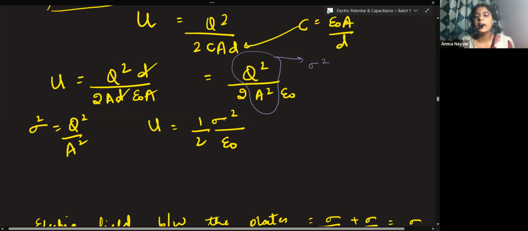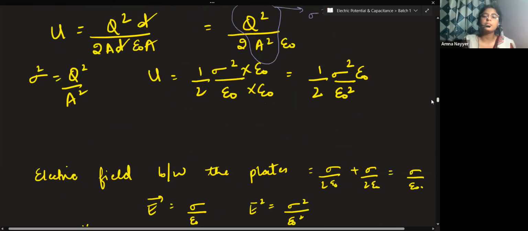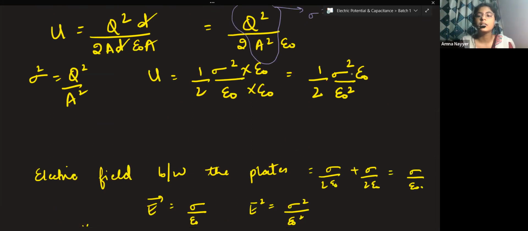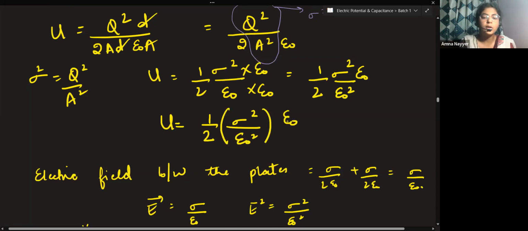Now, if I multiply it and divide it by epsilon naught, see what it becomes. It becomes half sigma square divided by epsilon naught square multiplied by epsilon naught, if you just divide and multiply it by the same term. Now see, electric field is what? Here your energy density till now is half sigma square by epsilon naught square multiplied by epsilon naught.